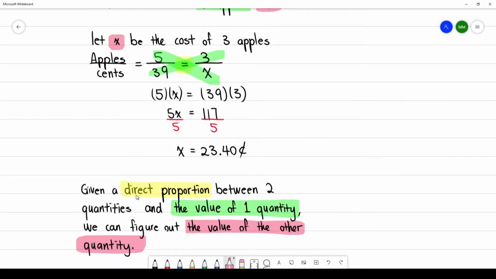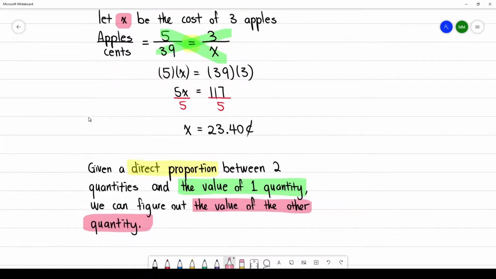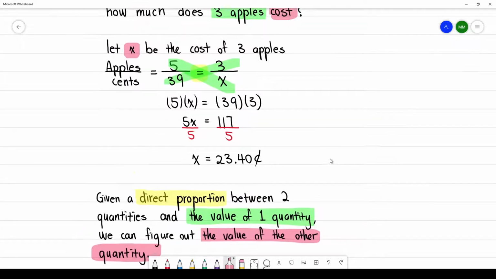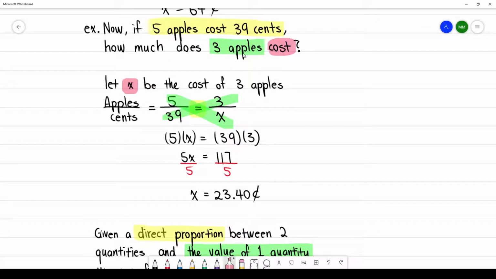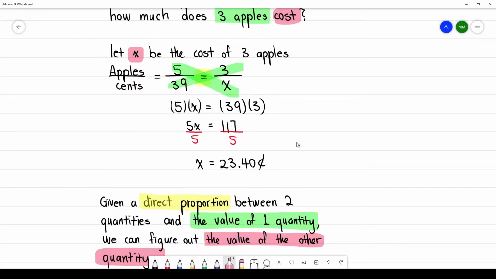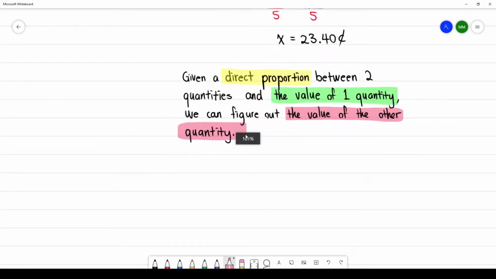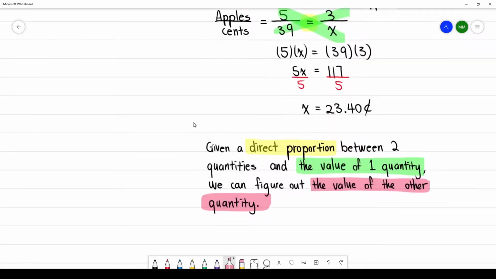So given a direct proportion, 5 over 39, between two quantities, apples and cents, and the value of one quantity, we only need one, the 3 apples, we can figure out the value of the other quantity. And then we figured that out, 23.4 cents. That is the cost. So how about let me give you another example then.